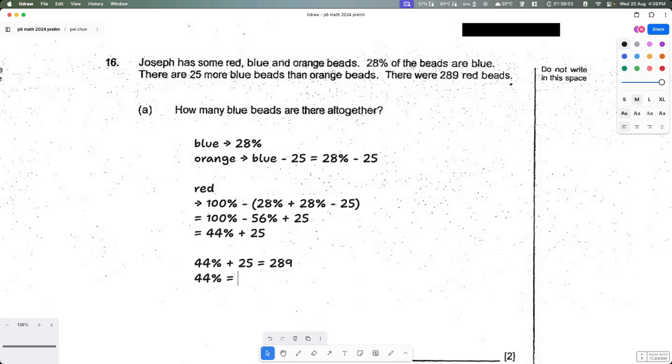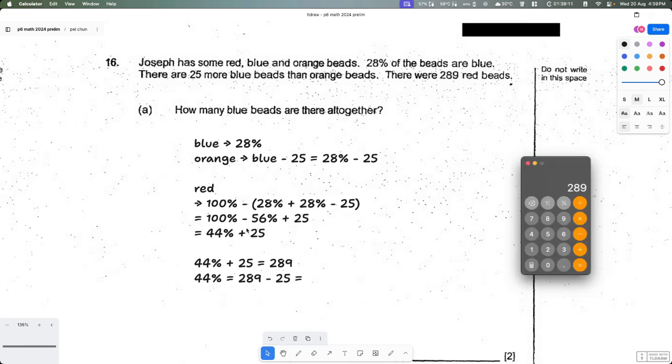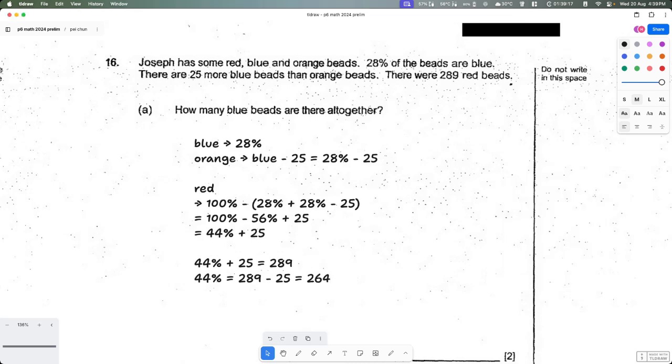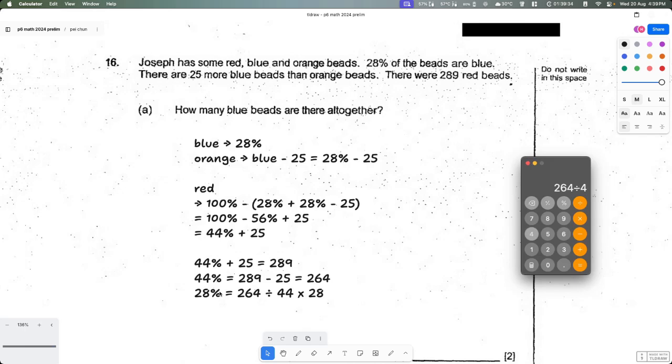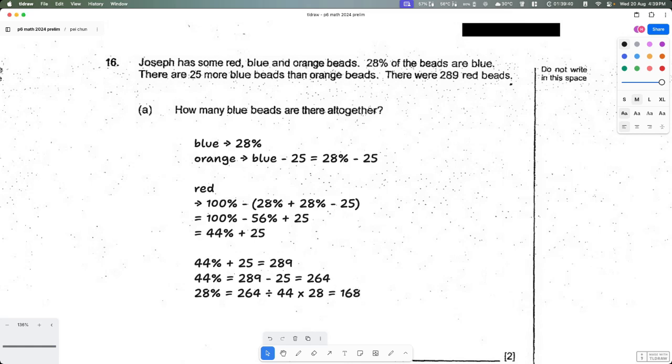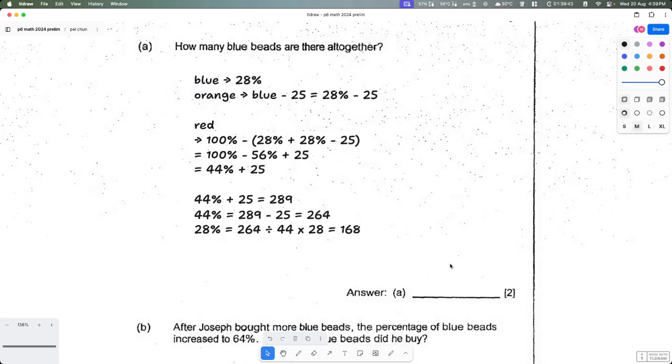So 44% is equal to 289 minus 25. Okay, and this will equal to 264. Then we know how many the blue beads is 28%. So we just want to find 28%, which is equal to 264 divided by 44 times 28. Okay, so divided by 44 times 28, this is equal to 168. Okay, there you go. That's the answer for part A.